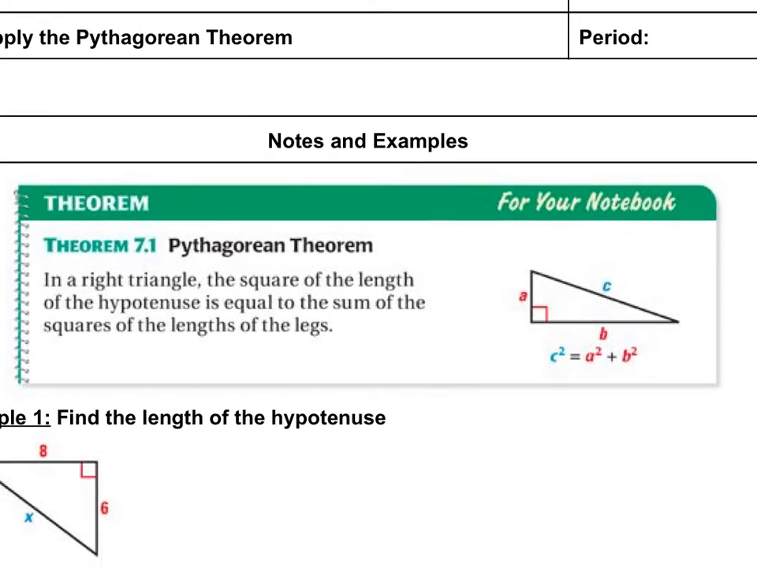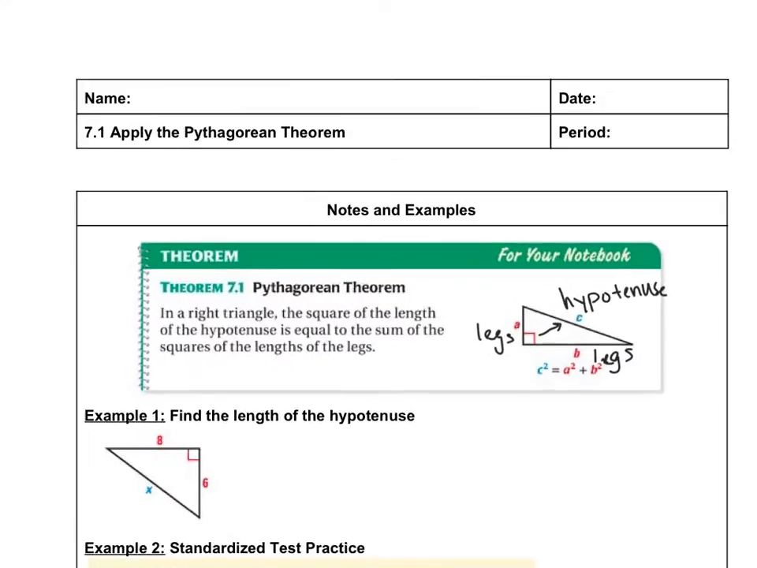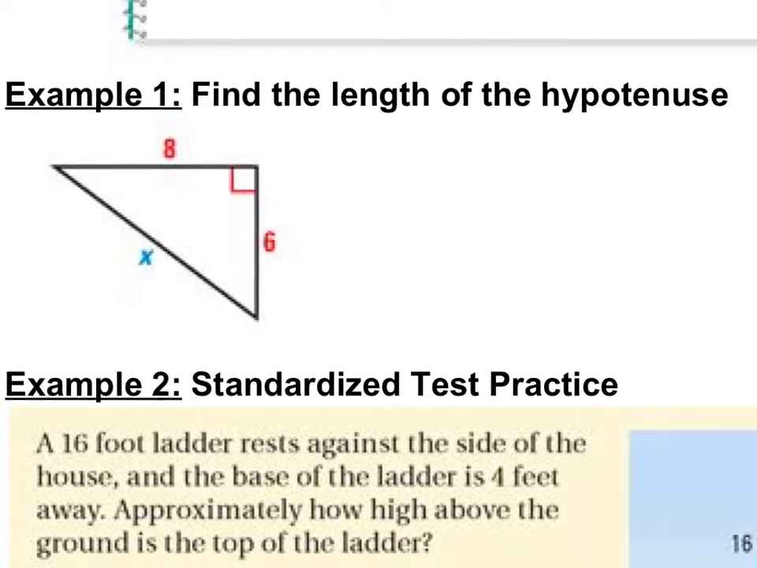You should hopefully remember that the Pythagorean theorem is just a squared plus b squared equals c squared. A couple things about this right triangle: remember that the side opposite the right angle is known as the hypotenuse, and that the two other sides are known as legs. Okay? So the sum of the squares of the legs is equal to the square of the hypotenuse. We're just going to put that into operation today as we work through our examples.